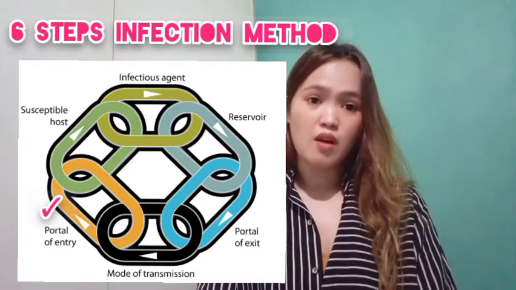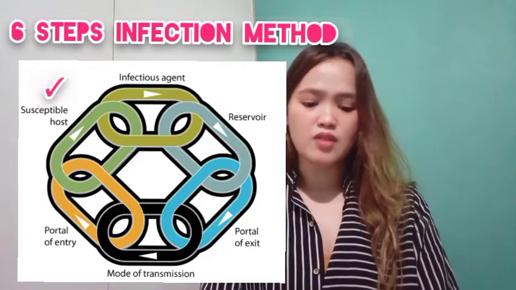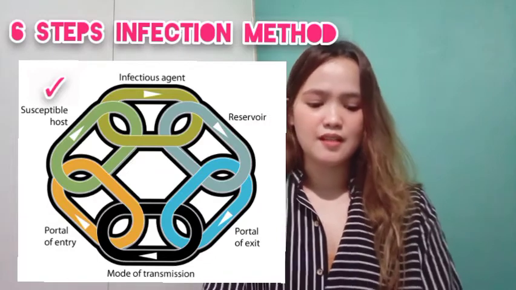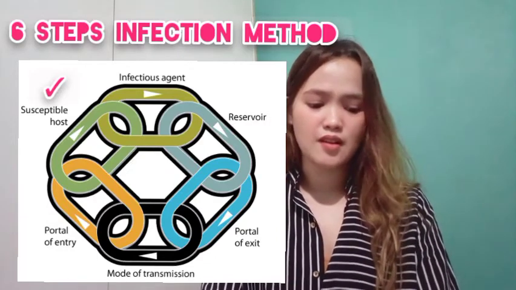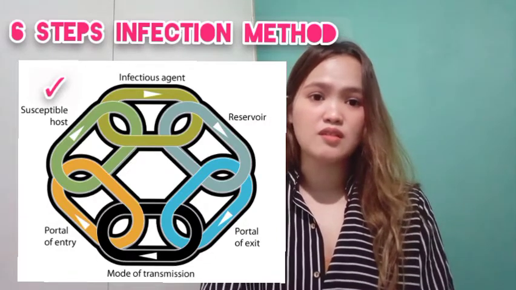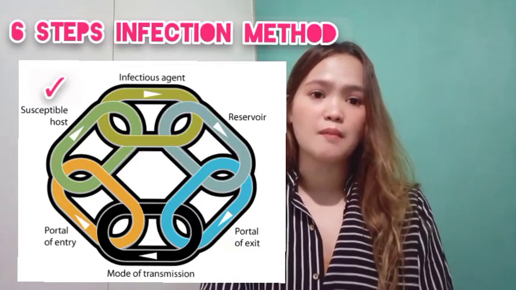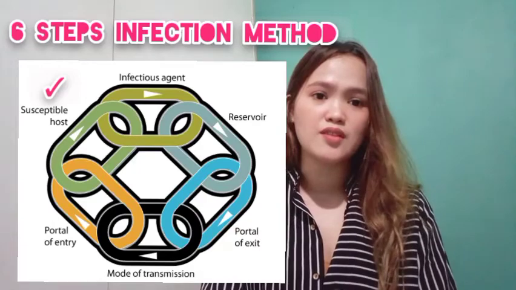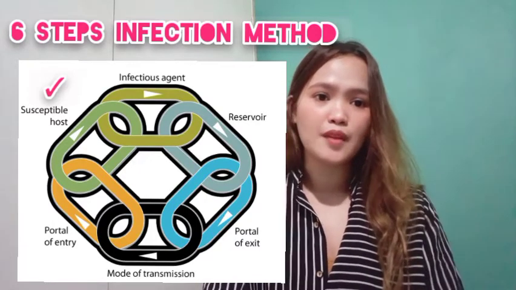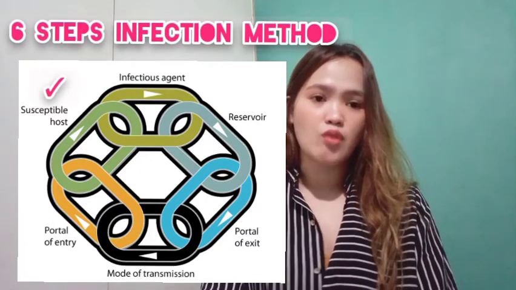So the sixth one, which is the last one, is the host susceptibility. It depends on the germs and the disease it causes. Some hosts are easily infected and some are not. So it is really important for us to make our immune system strong.